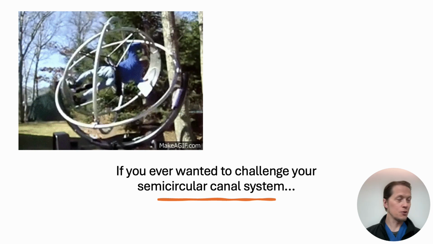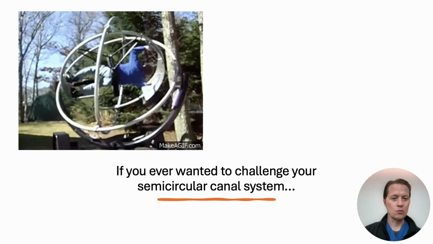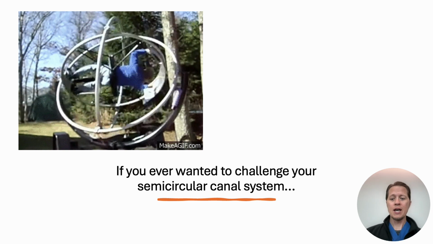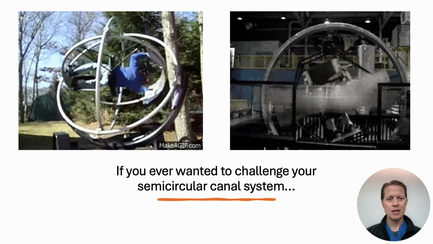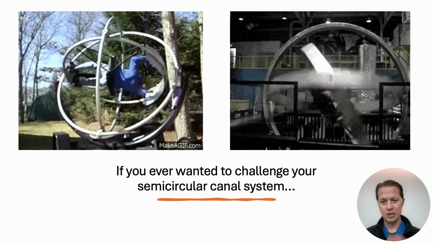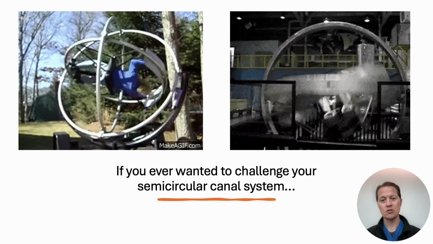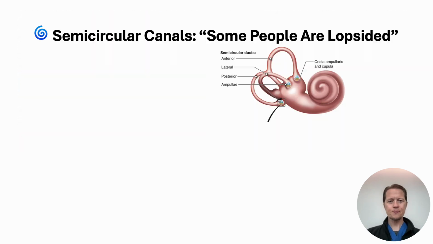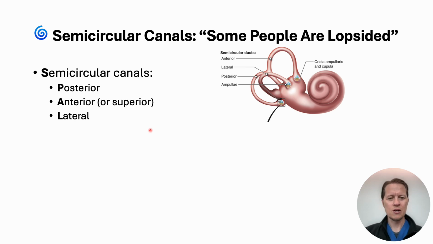If you really wanted to challenge your semicircular canal system, you can get on one of these gyroscopic chairs, which are pretty wild. That's the milder version, and then there's the NASA version where you really want to do some training so you don't get that space dizziness or space sickness that astronauts can have. So, how about a mnemonic for this?